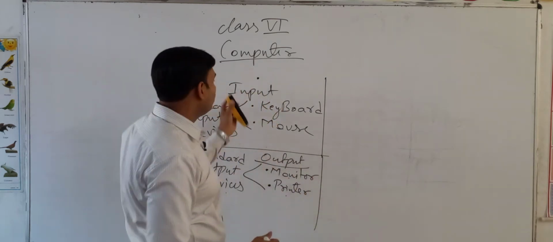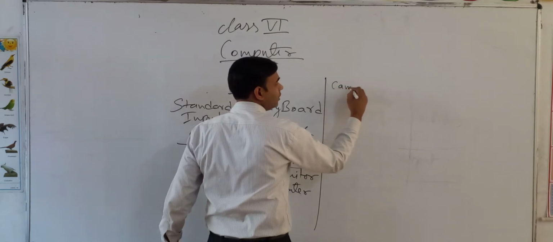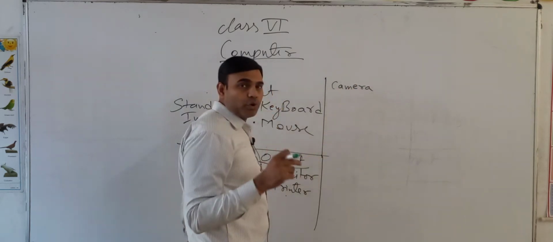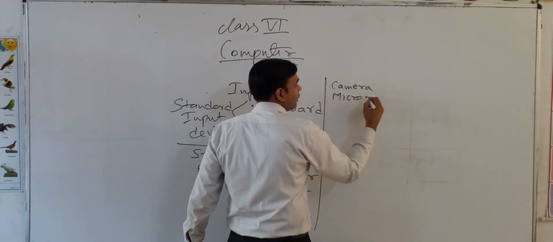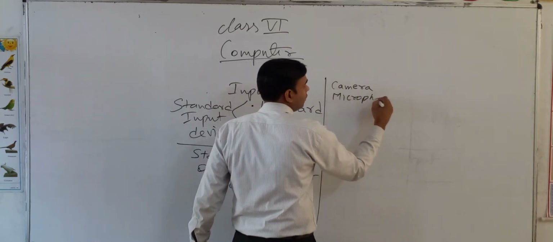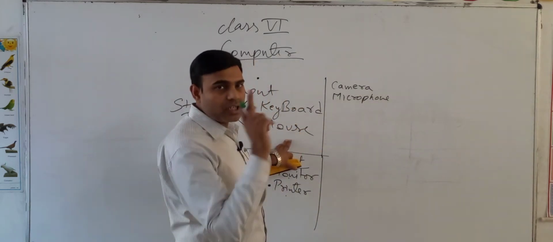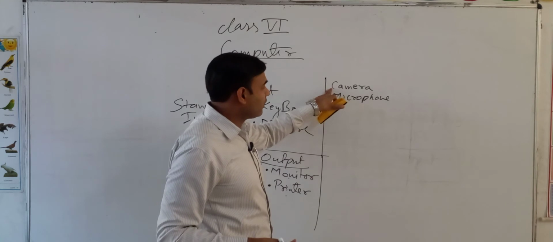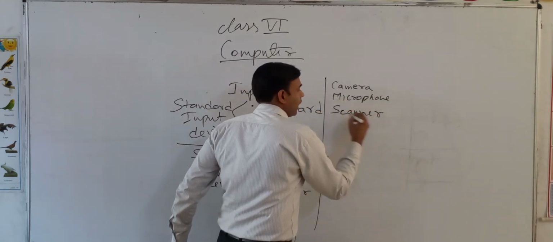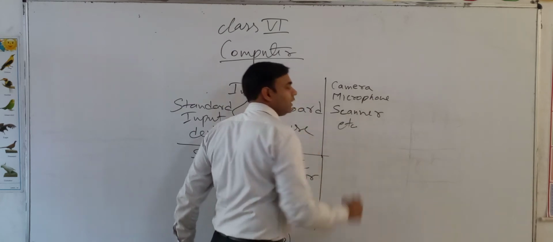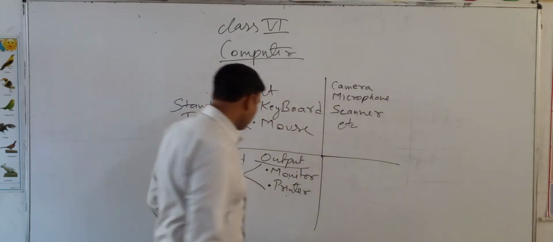If we talk about more input devices, there could be a camera, a digital camera which clicks photos, and a microphone which is used to record the voice. Keyboard, mouse, standard input devices. Other than these, we have camera, microphone, scanner, and so many more. So, we will write etc., etc.